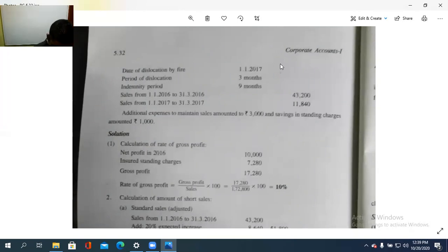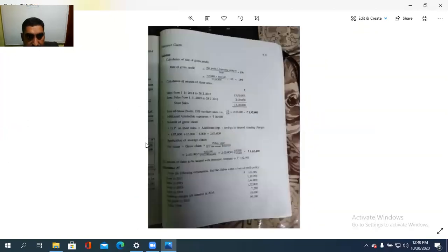So firstly, what do we need to calculate? We need to calculate the rate of gross profit. So rate of GP, same procedure here: net profit plus insured standing charges divided by sales into 100. Here net profit is calculated, insured standing charges is there. So that is the gross profit divided by sales. Like the same. So here, what all things are given? Net profit, which year is it? 2016. So sales are 1,72,800 and standing charges 7,280.